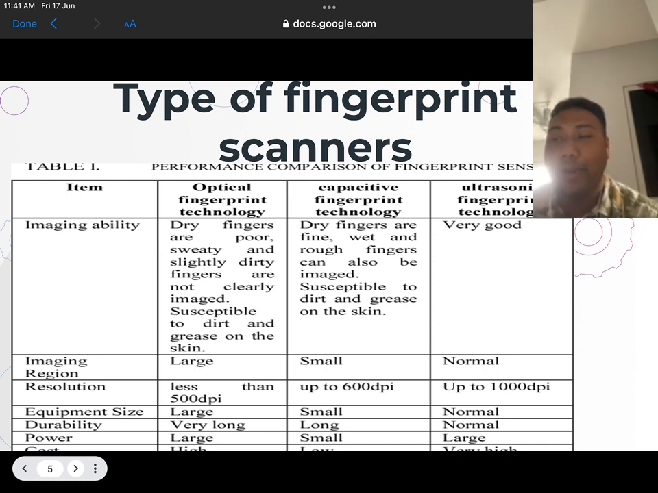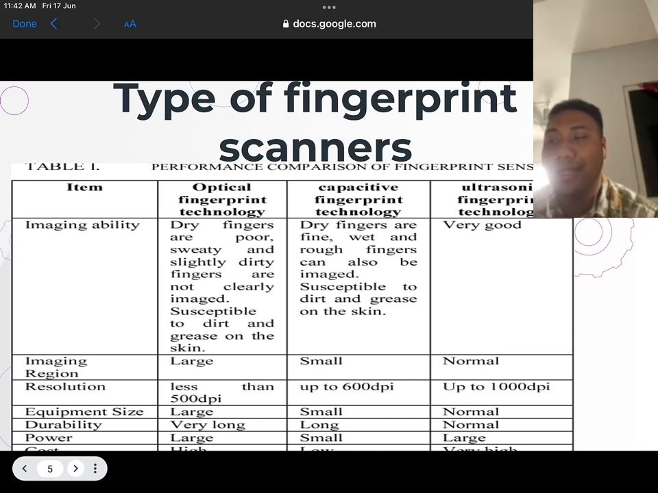Let's take a look at capacitive fingerprint technology. The imaging ability is that dry fingers are fine, wet and rough fingers can also be imaged, susceptible to dirt and grease on the skin. The imaging region is small, and the resolution is higher than the optical fingerprint technology but lower than ultrasonic, so it is up to 600 dpi. The equipment size is small. It is the smallest compared to the other two. The durability is long, the power is small, and the cost is very low compared to other fingerprint scanners.